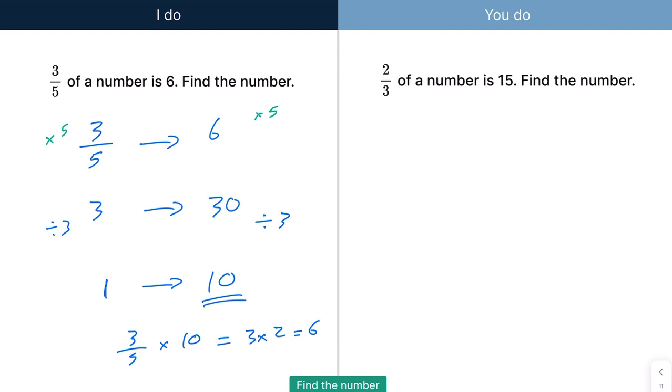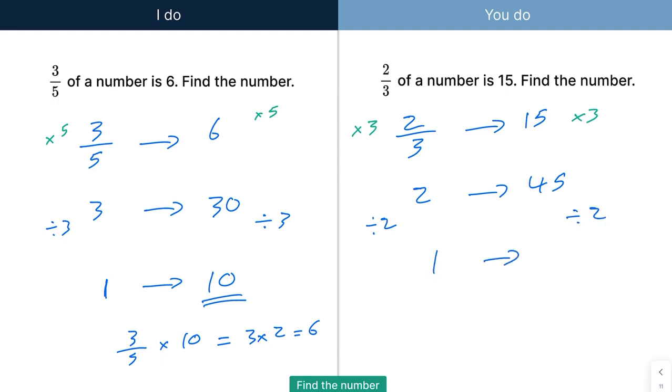So again, hopefully you've pressed pause and had a go at the example on the right. So we have 2/3, it's 15. Again, we're going to get rid of the fraction, times it by 3, times it by 3. 15 times 3. So we know that 15 times 2 is 30. Add 15 to that, that gives us 45. And then we can just divide each side by 2 to get to the 1.